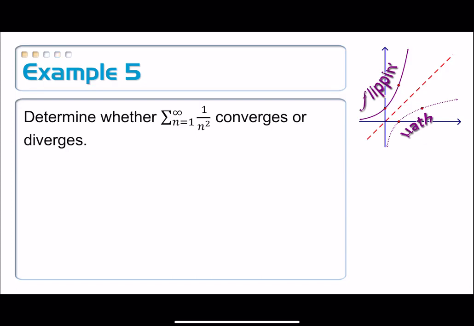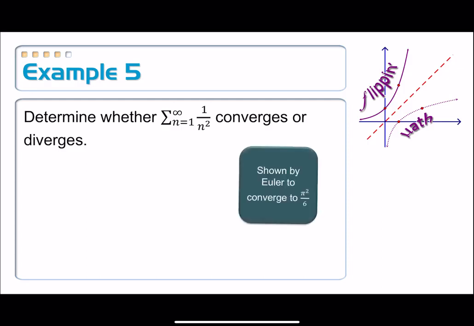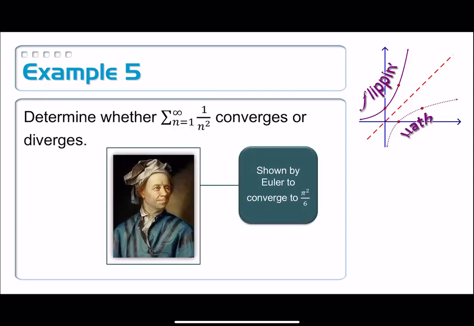or diverges. All right, well, our power here is 2. 2 is greater than 1, so by the p-series test that sucker converges. Now, we did the improper integral that applies to this one at the very beginning of this lesson, and we found that that improper integral converged to 1.